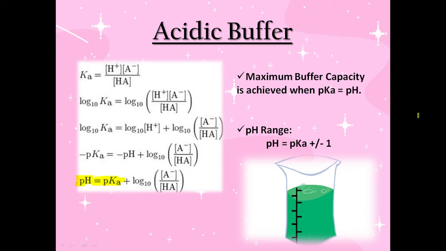And maximum buffer capacity is always achieved when pKa is equal to pH. You can also clearly see from this equation that when the log component becomes 0, you will have pH equal to pKa, which is the maximum value that a buffer can achieve.